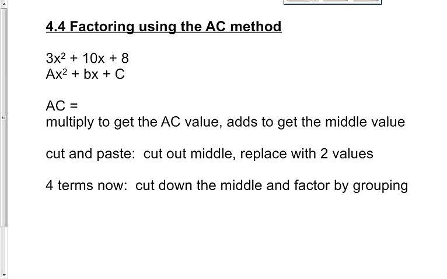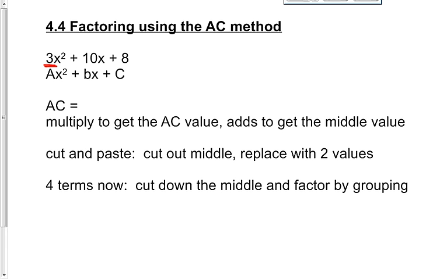This is section 4.4 on factoring using another method called the AC method. This is a continuation of what we did yesterday in section 4.3 with the different factoring methods, simple trinomial, difference of squares, and so on. This method is called the AC method. It is specifically useful if you have a number in the front and not just a 1.